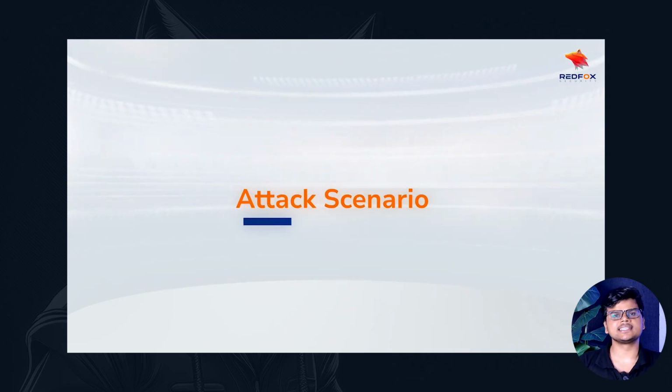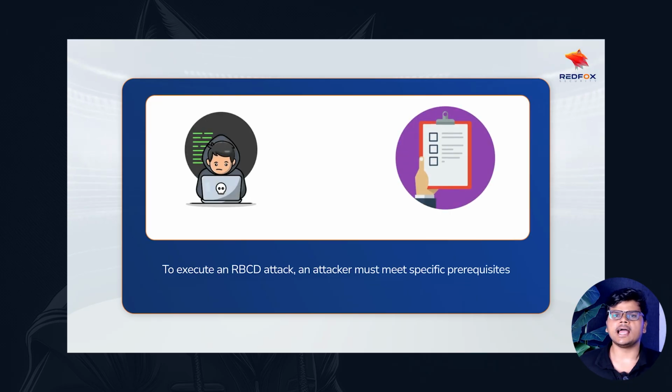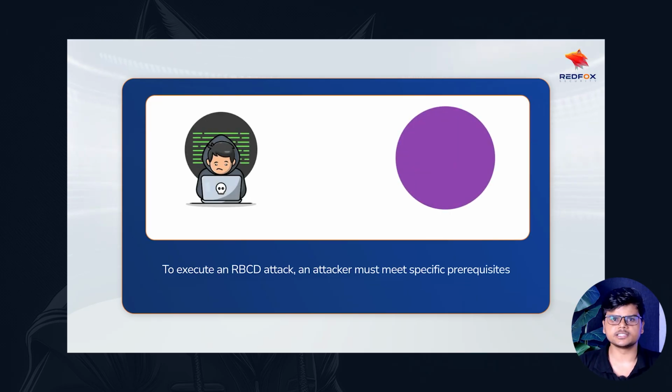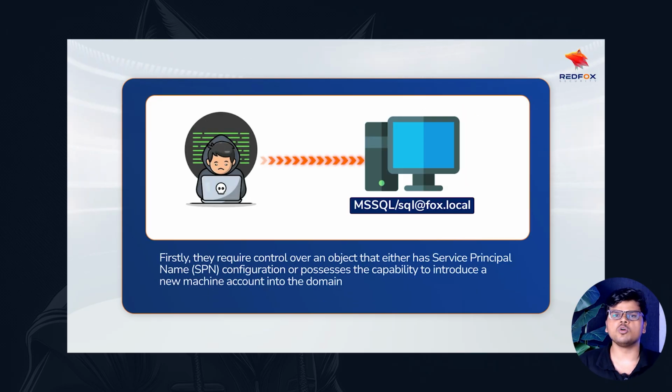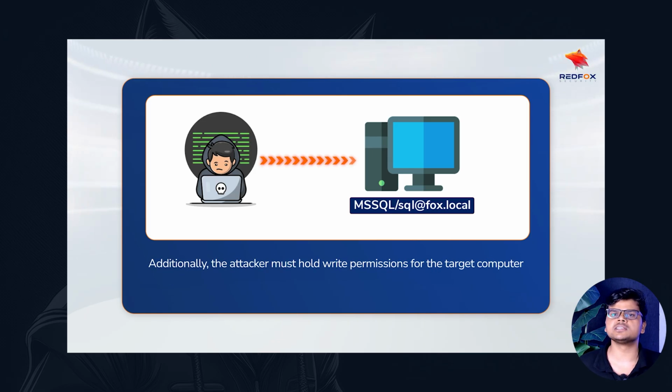Now let's see the attack scenario. To execute an RBCD attack, an attacker must meet specific prerequisites. Firstly, they require control over an object that either has a service principal name configured or possesses the capability to introduce a new machine account into the domain. Additionally, the attacker must hold write permissions for the target computer.